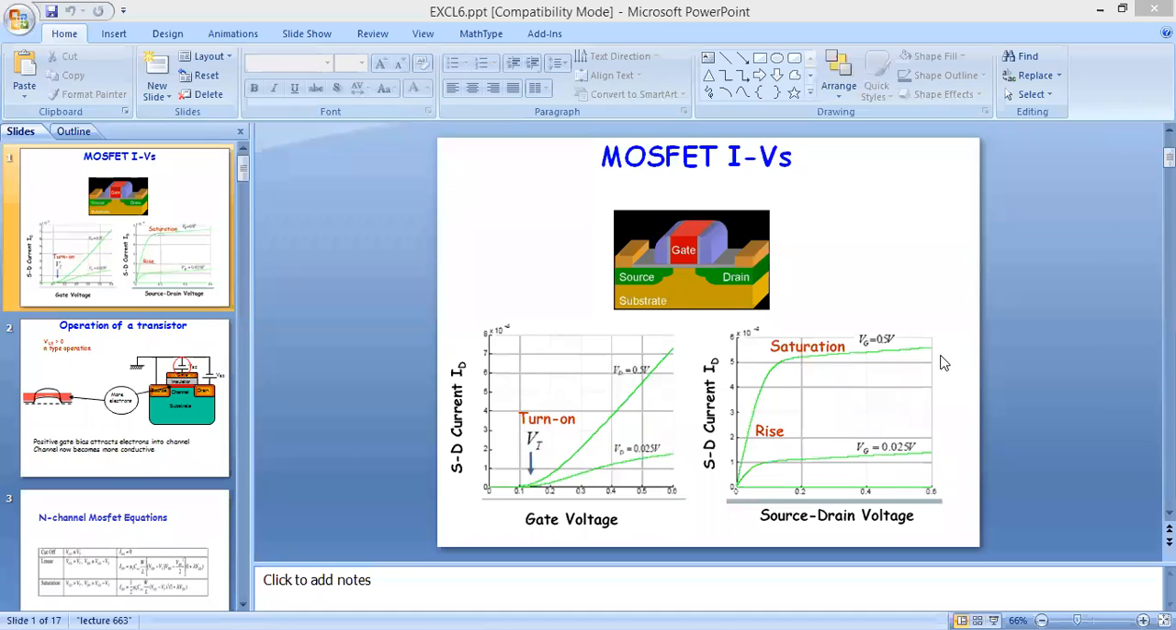Up to that time, we will revise our previous session. In the previous session, we studied the MOSFET. Then we saw the operation of N-channel and P-channel MOSFET. Then we saw DC and AC analysis. In DC analysis, what are we doing?